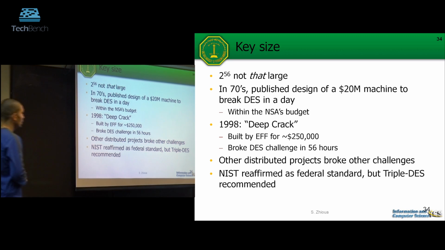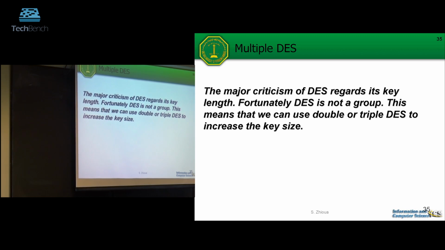This is why a better version was proposed, which is triple DES. Again, the major criticism of DES is the size of the key. So the idea is to apply DES in a loop 3 times, and for every iteration you use a different key. So in total, you will have a larger key.